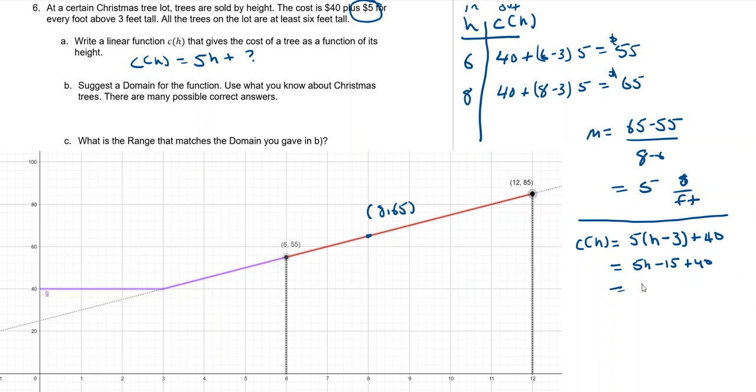So the actual intercept is 25. You can see in the graph over here, that's this point right here. And so this is actually 25. So the answer is C of h equals 5h plus 25.